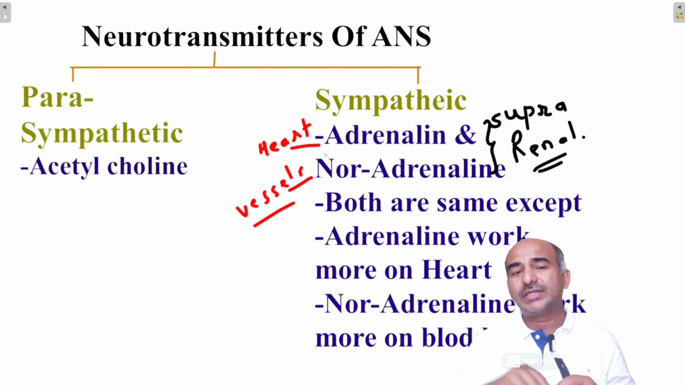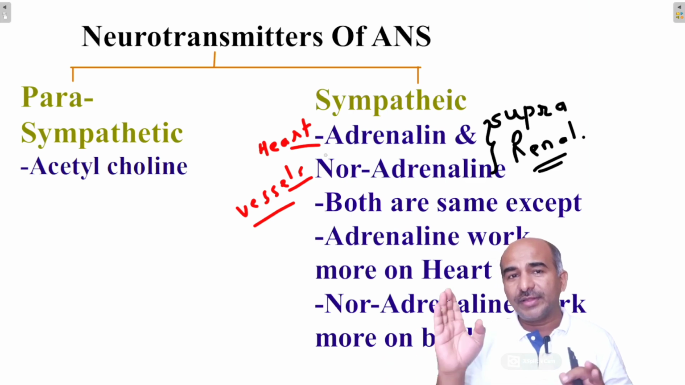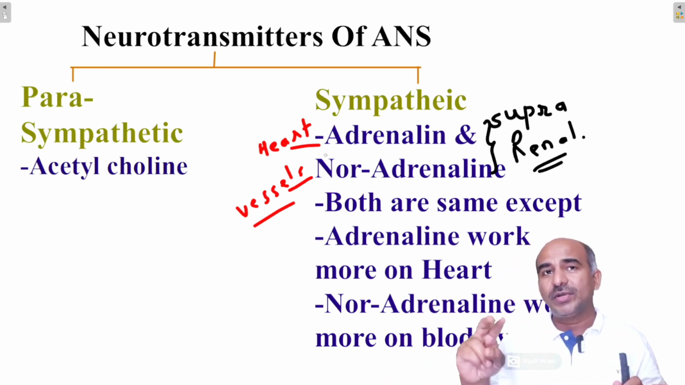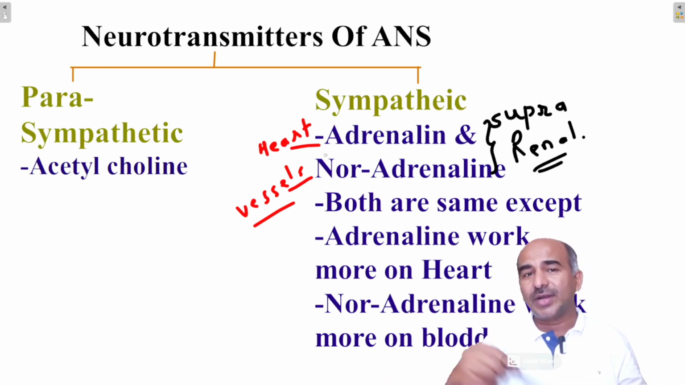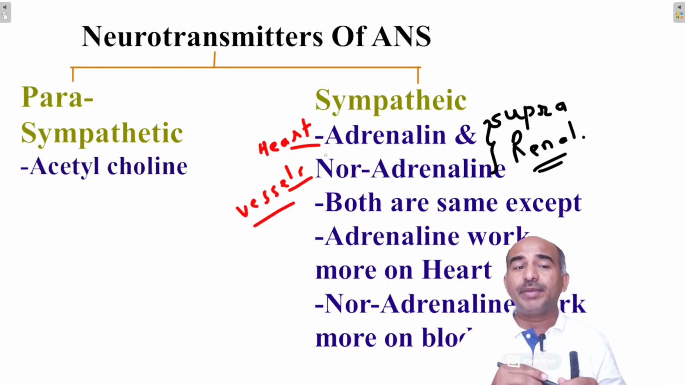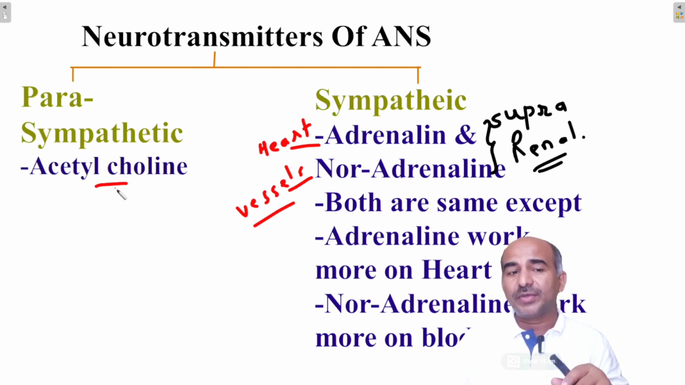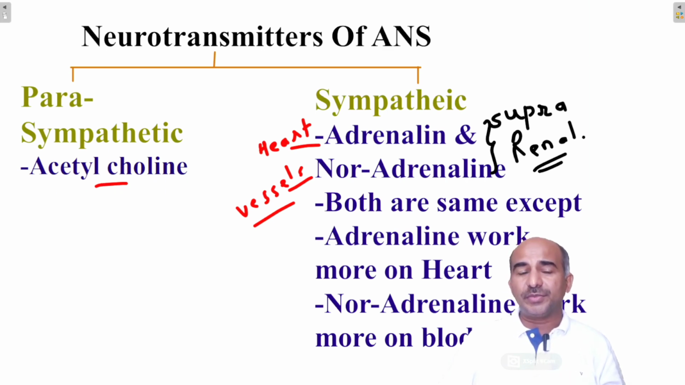But right now, just understand that in sympathetic, the chemicals are adrenaline and noradrenaline. Names are different, but both are the same. Only one action is different. Adrenaline works more on the heart, noradrenaline more on vessels. It is observed. No logic for that. In parasympathetic, acetylcholine is secreted at the nerve endings. Why? Observed. No logic for that. And all actions like decreased heart rate and blood pressure are because of this chemical, acetylcholine. Got the point? So these are the neurotransmitters.